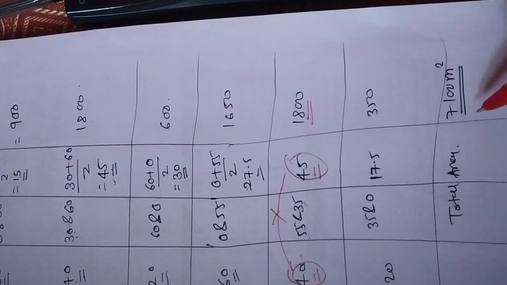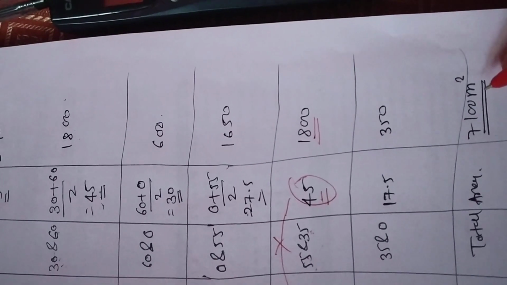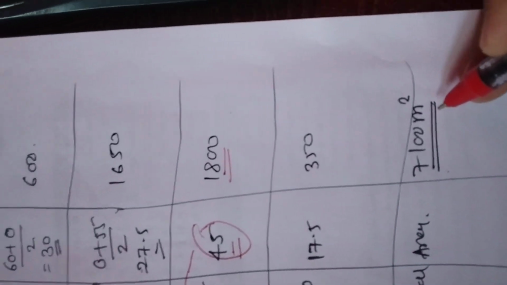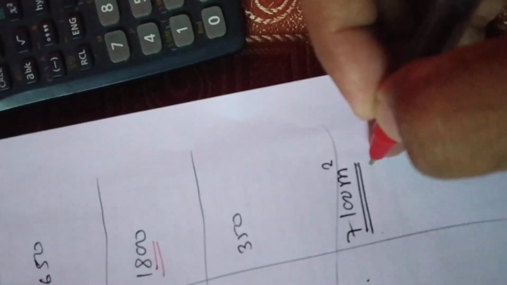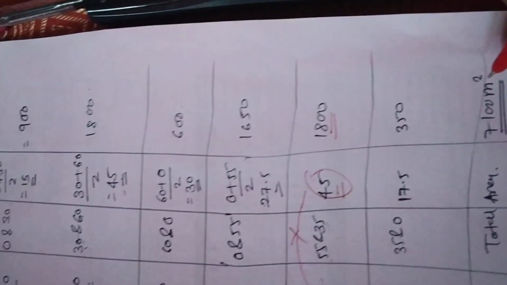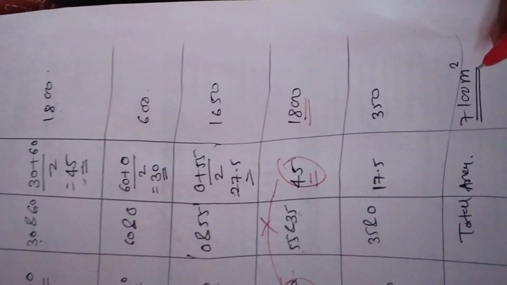Similarly, I am calculating all the areas. Lastly, we have to add the total area. The summation of all the areas is 7100 square meters. If all the dimensions are given in meters, then the area is in square meters. If all the dimensions are given in mm, then the area comes in mm square. But mostly in the surveying field, all dimensions are given in meters, so the area is always in square meters. Thank you.